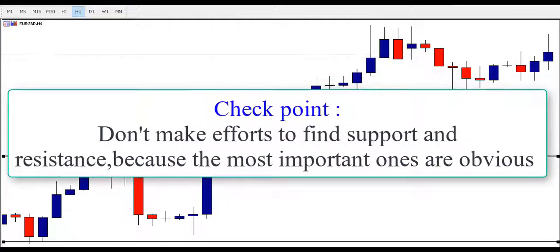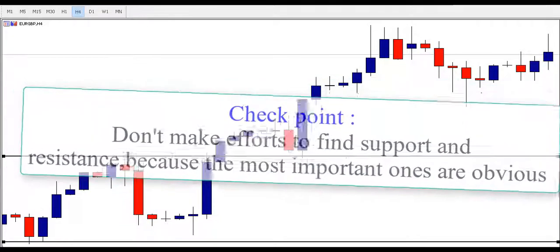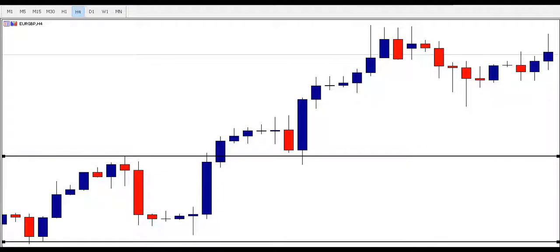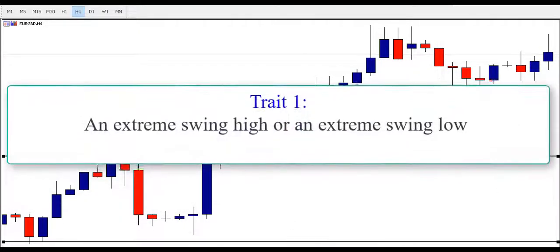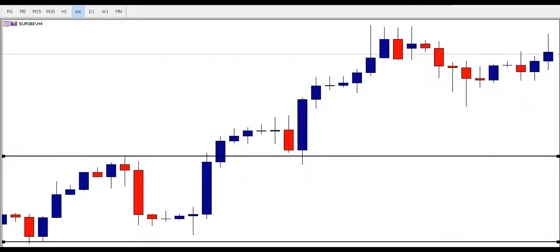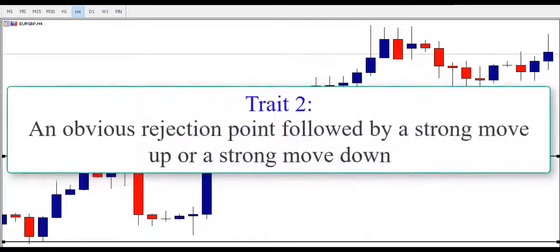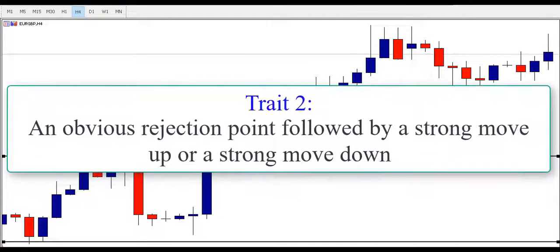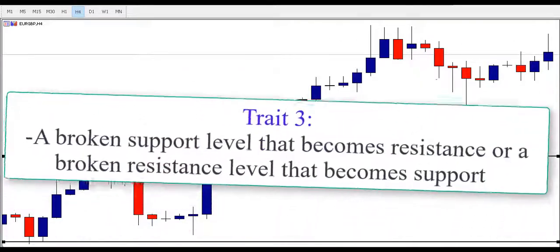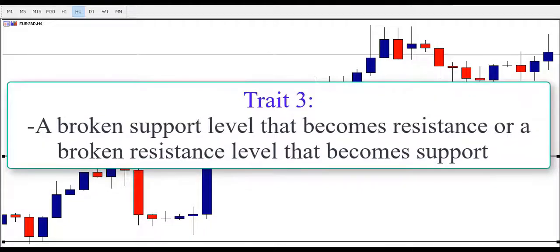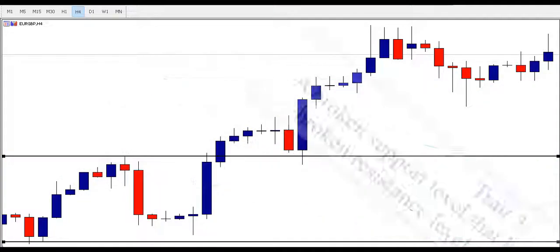Just remember the 3 traits that help us identify a level of support or resistance, which are: an extreme swing high or an extreme swing low; an obvious rejection point followed by a strong move up or a strong move down; a broken support level that becomes a resistance, or a broken resistance level that becomes support.